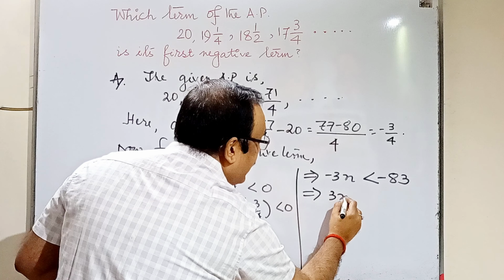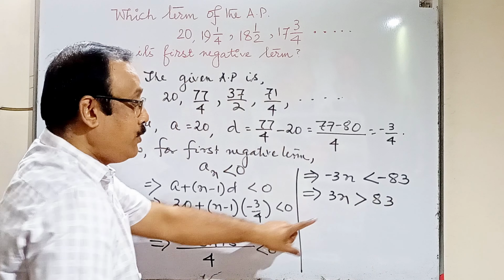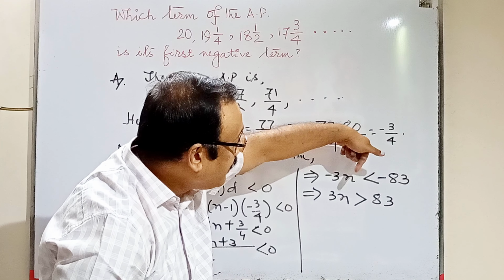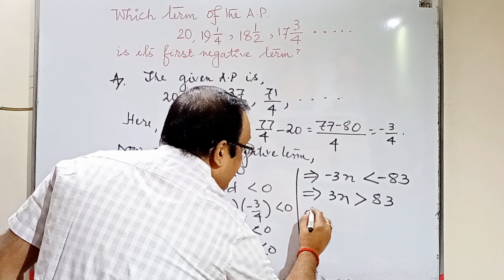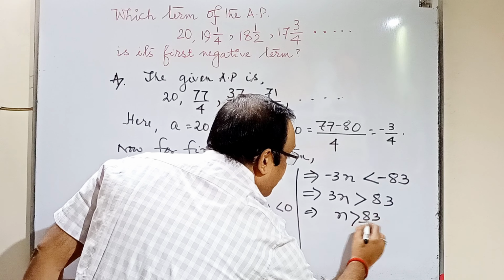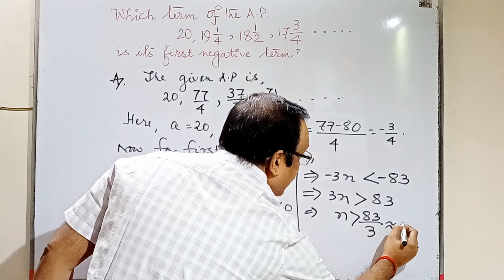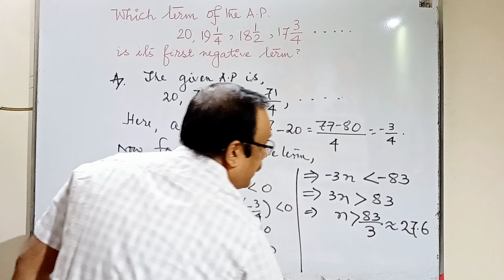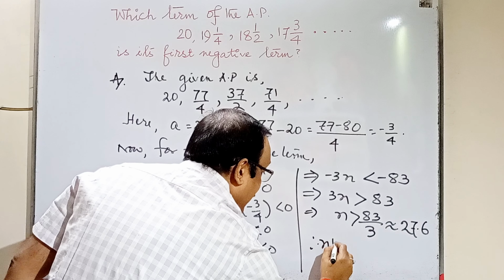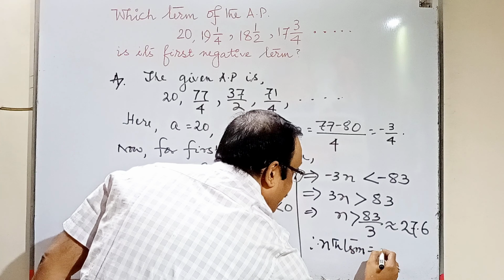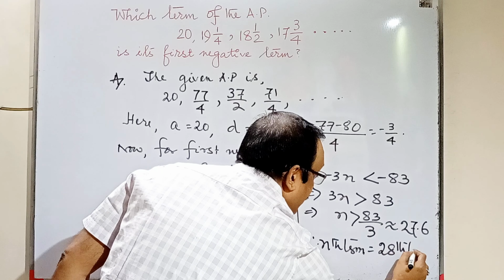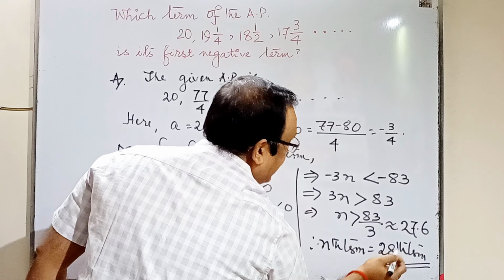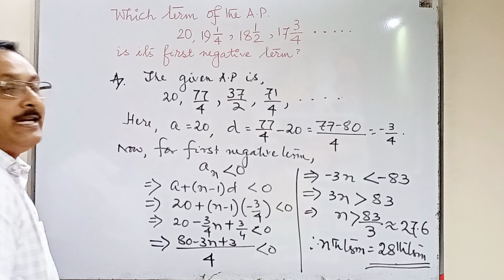So this will become 3n greater than 83. Must note, as we cannot cancel the minus, we multiply by minus on both sides and the sign of inequality gets reversed. So n becomes 83 divided by 3, which is 27.6. Therefore, the nth term which will be first negative will be the 28th term. The next term after 27.6, the 28th term, has to be my first negative term.